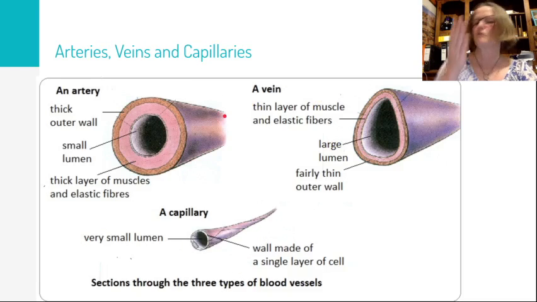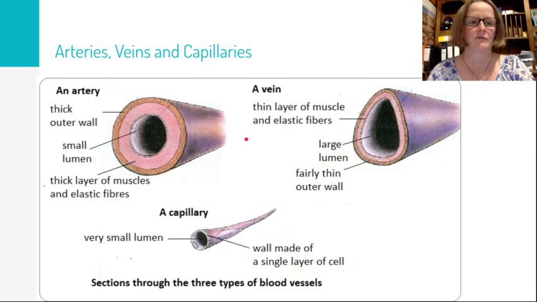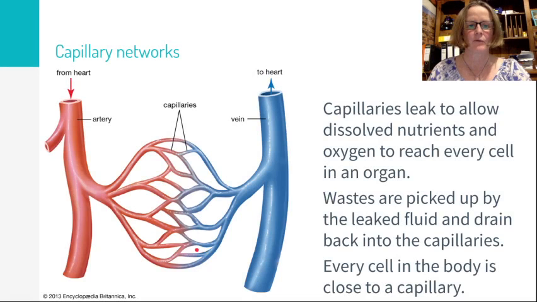So these are cross sections of our three types of blood vessel. Artery, we mentioned, nice thick wall with elastic and muscle tissue. The vein, much thinner. And this is a capillary, a very, very small blood vessel, only one cell thick in its wall. And the capillaries are the important bits because they leak. So here's a capillary network in the center here.